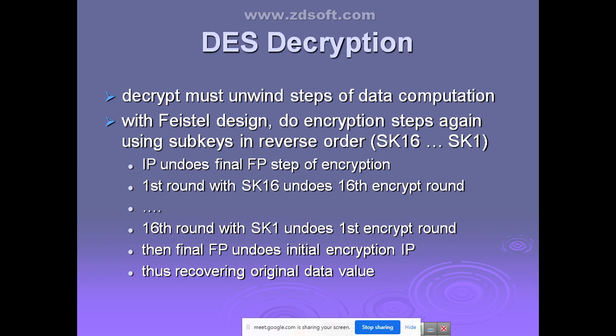For the first round you use the 16th key. For the last round, that is the 16th round, you use the first subkey. In the same manner, in DES also you are going to do the decryption in the reverse order. Only the subkeys you need to use in reverse order, and the other operations will be performed the same as that of the encryption. Clear, guys?